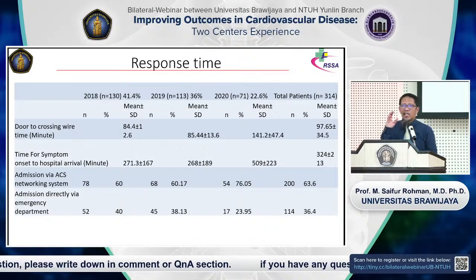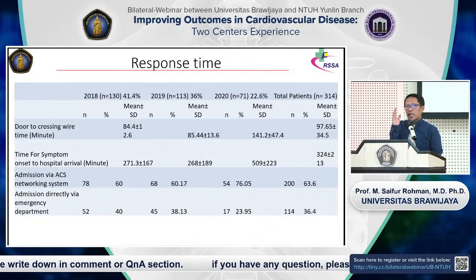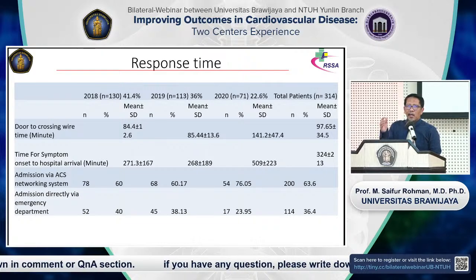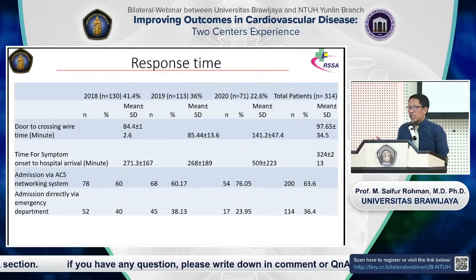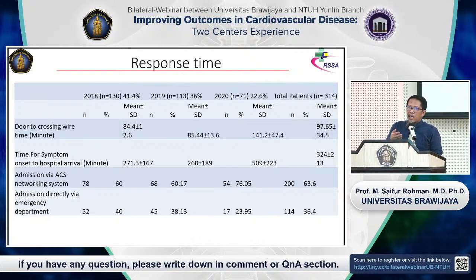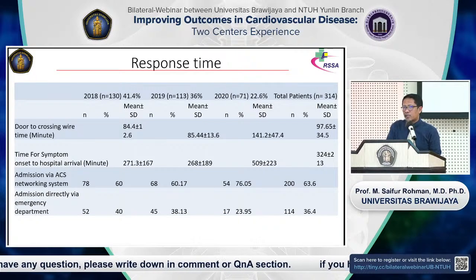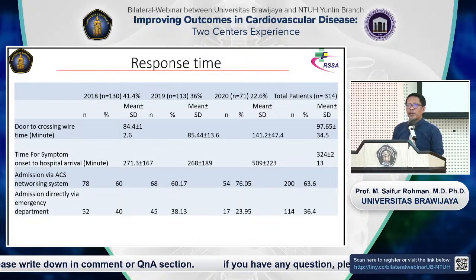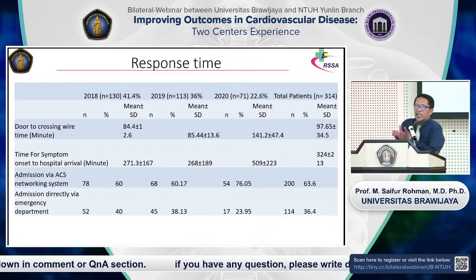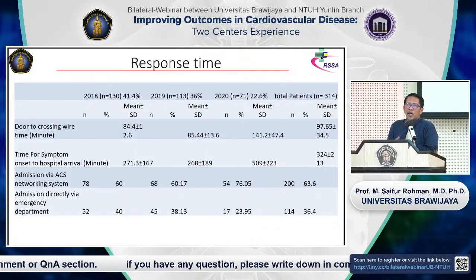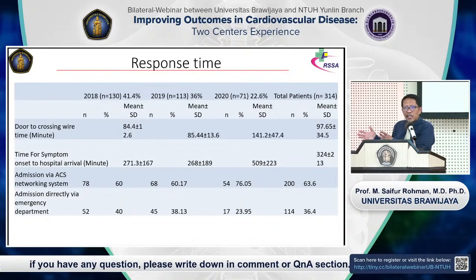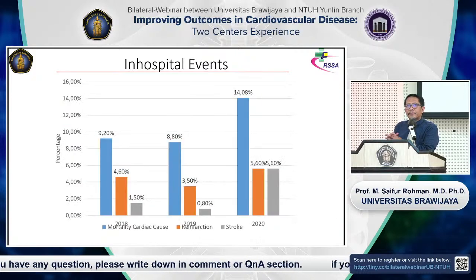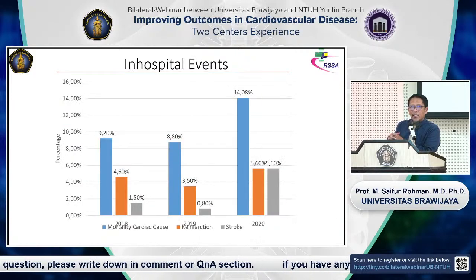Here we can see the response time from door to crossing wire, and also the time from symptom onset to hospital arrival, which is even longer in the COVID era, because patients had to undergo screening first before the procedures. But we still have some difficulty shortening the in-hospital delay because we should discuss with other divisions, not only in the cardiology team.